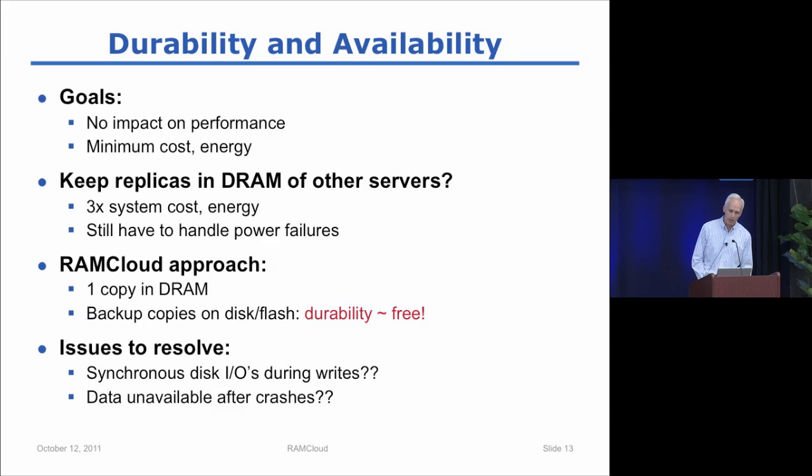So we did not take that approach. Instead, the approach we took is to keep only 1 copy in DRAM. And then we keep backup copies on secondary storage, such as disk or flash. And there's a good news, bad news way of looking at it. The good news way of looking at it is that disk is so much cheaper than DRAM that keeping 3 copies on disk adds essentially nothing to the cost of the system. That's a few percent to the cost of the system.